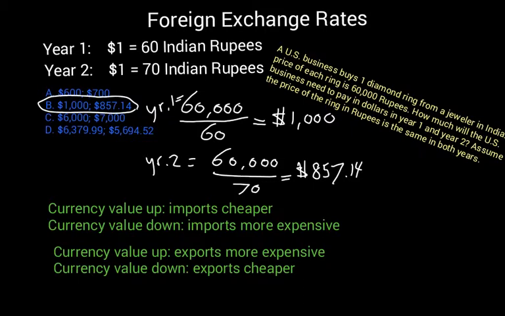Some countries try to purposely make their currency go down. They try to, for example, sell a lot of their currency in the open market, in the currency exchange markets, to make their currency go down in order to make their exports cheaper. It's trying to stimulate its exports industry.